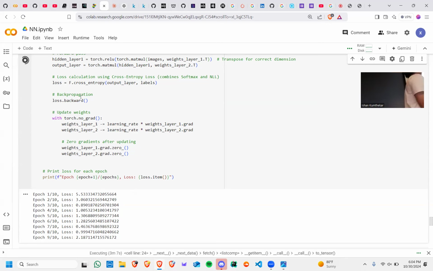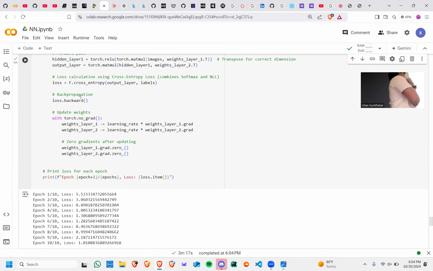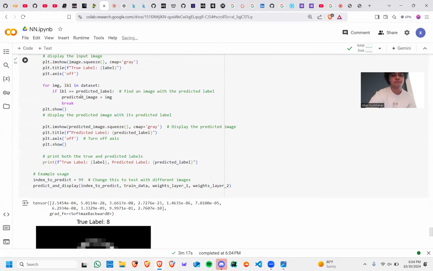But if you run this for something like 100 epochs, you should get a loss function that's really, really low. That's what theoretically should happen. Now, 10 is obviously not high enough of a number for this to work correctly. 1 is a good enough loss. So now we'll try some examples out.